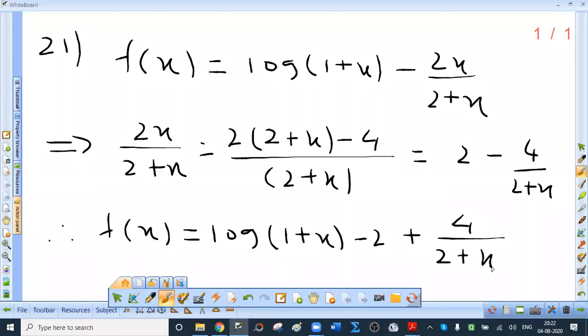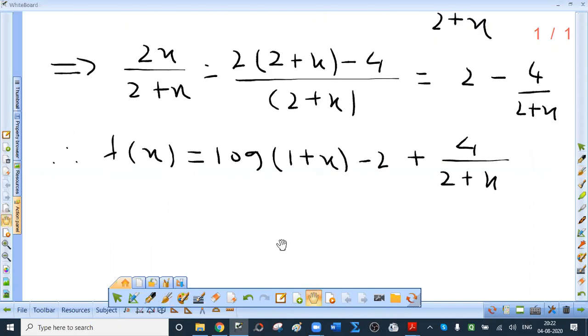Now you will ask me, sir, if we differentiate it directly, is it correct? Of course it is correct. But in that case, you will have to use the quotient rule. Okay. So this is f x. Now find f dash of x. The derivative of log is 1 upon the function, into the derivative of log of which function? 1 plus x. Its derivative is 1. Why? Because the derivative of 1 is 0, but the derivative of x is 1.